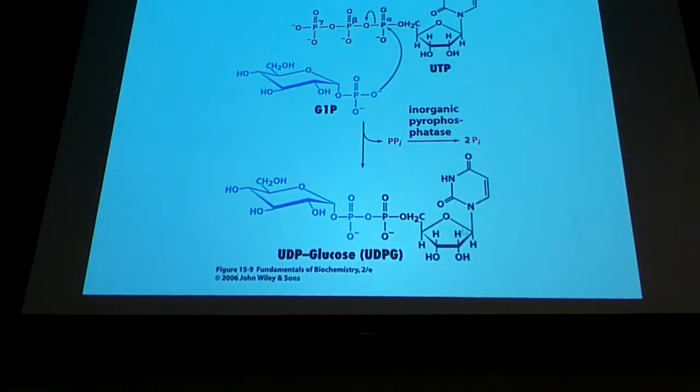Okay, so then I end up with my UDP-glucose, where the 1-phosphate came from my glucose 1-phosphate, and the other phosphate came from UTP. And then pyrophosphate, again, is helping pull this forward by being hydrolyzed to release lots of energy.